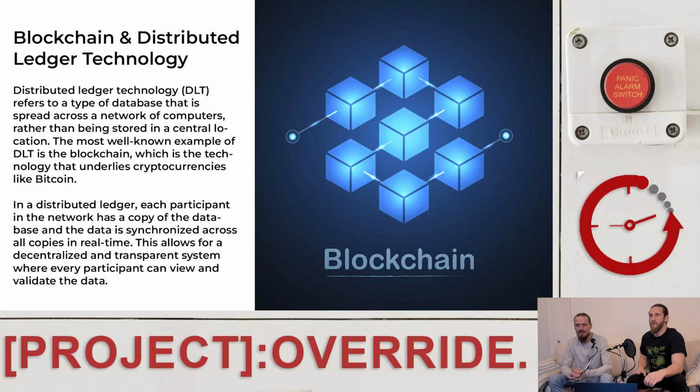What is blockchain and distributed ledger? Distributed ledger technology refers to a type of database that is spread across a network of computers rather than being stored in a central location. The most well-known example of DLT is the blockchain, which is the technology that underlies cryptocurrencies like Bitcoin. In a distributed ledger, each participant in the network has a copy of the database, and the data is synchronized across all copies in real time. This allows for a decentralized and transparent system where every participant can view and validate data. So, a glorified spreadsheet.